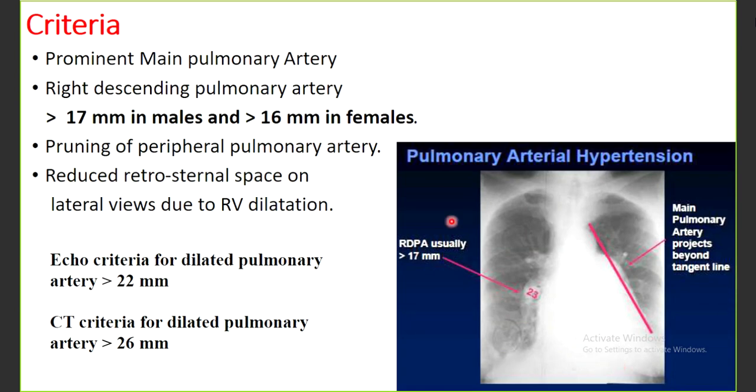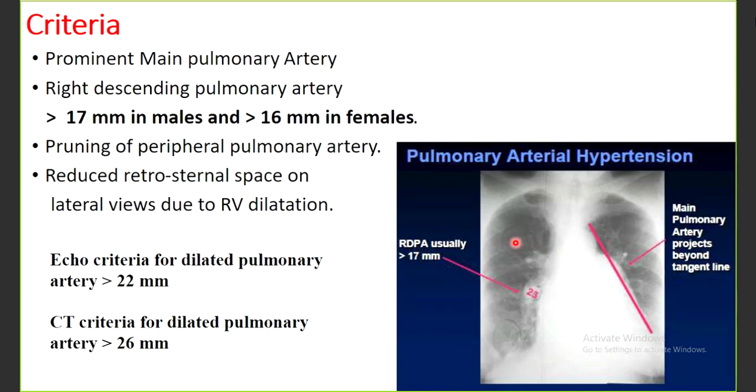Now, to say the patient has pulmonary artery hypertension, it is very important that you look at a few findings. One, you look at the prominent main pulmonary artery and proximal left pulmonary artery. That is, there will be prominence and it will cross over this line. The right descending pulmonary artery will be very prominent and dilated more than 17 mm. And the pulmonary vessels will be dilated proximally.